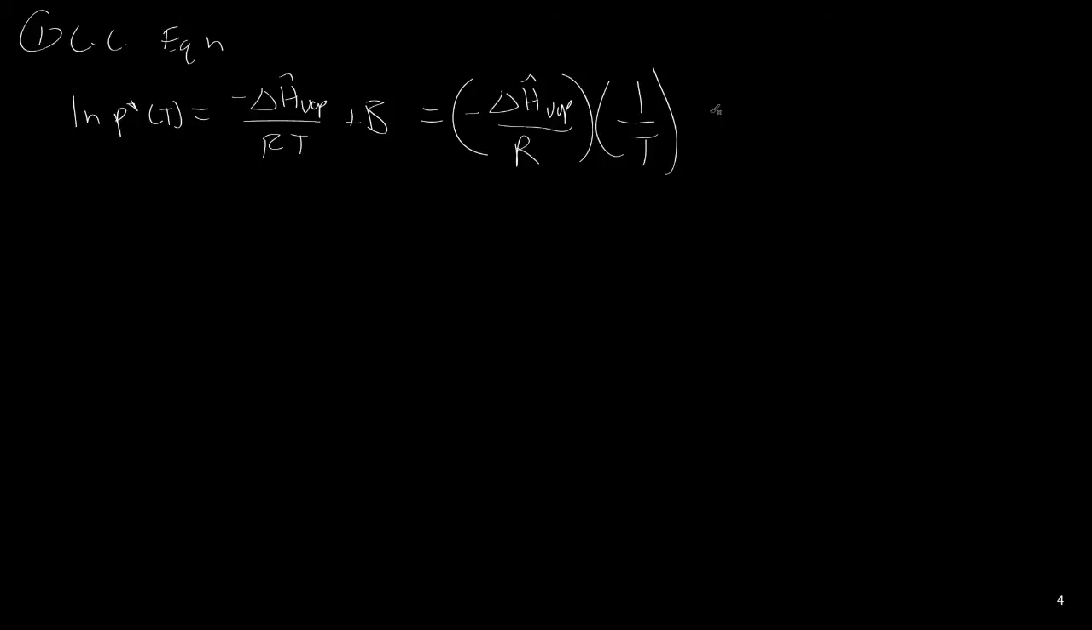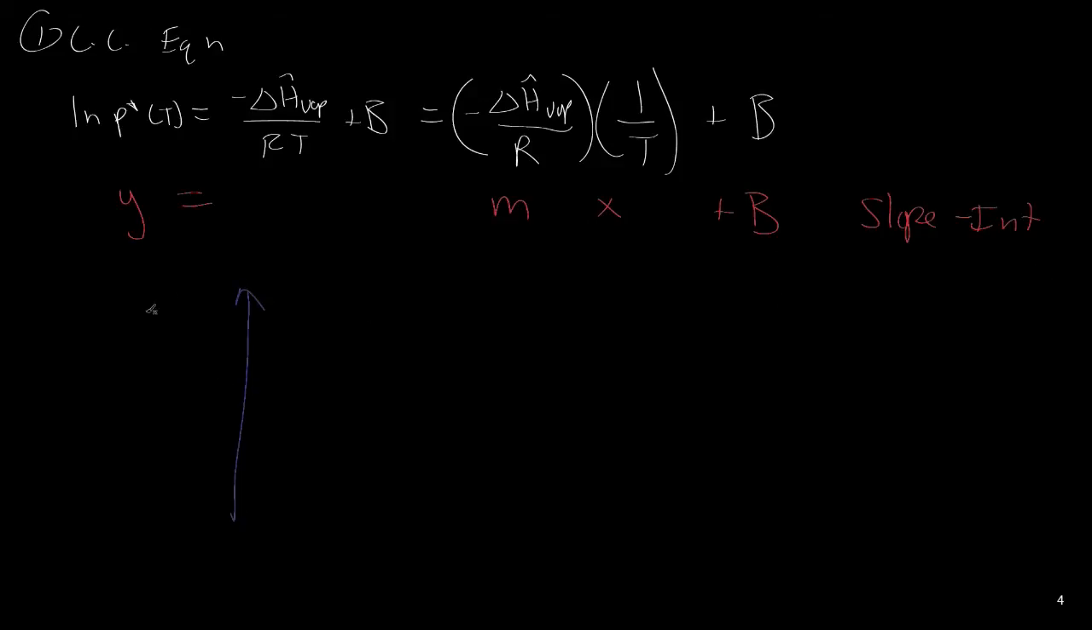All I'm doing is regrouping how things are arranged, and we can see that this is very easily put into slope-intercept form. This is y equals mx plus b. So if we have access to the vapor pressure as a function of temperature, it's really only a matter of plotting up the actual data, and we can have a means of estimating the heat of vaporization.